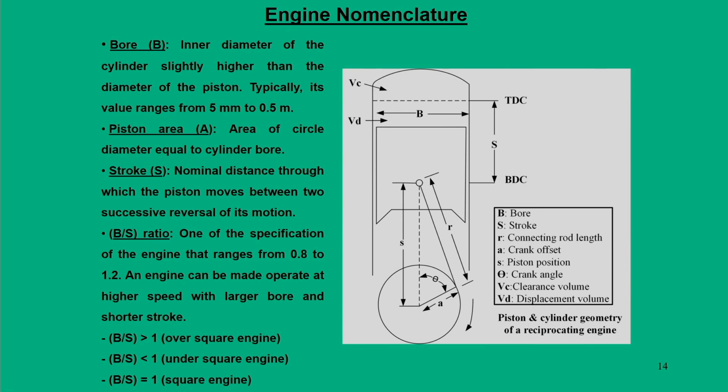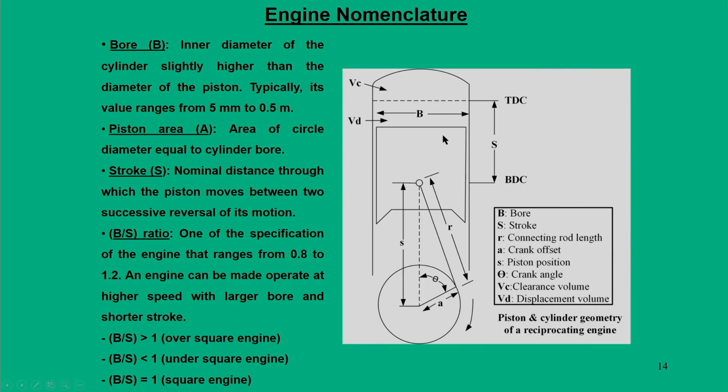I have mentioned that cylinder and pistons are two important segments of any IC engine, and here it is represented in a very schematic manner. The complicated structure of an engine can be represented by these simple geometric dimensions. What we see here is a piston, this is the crankshaft, and this part is a connecting rod, and the piston is connected to the crankshaft through this connecting rod.